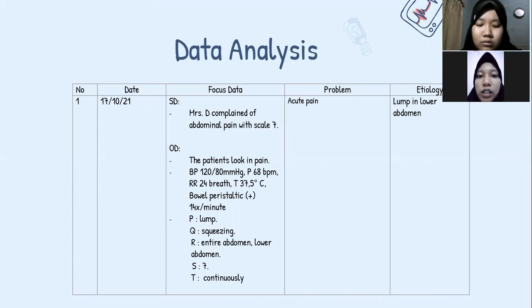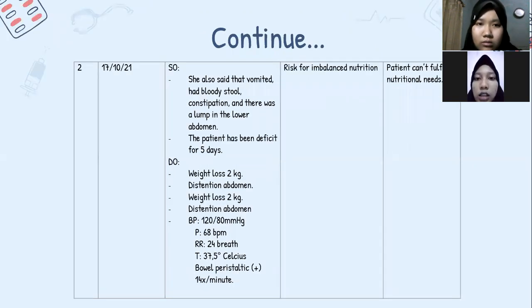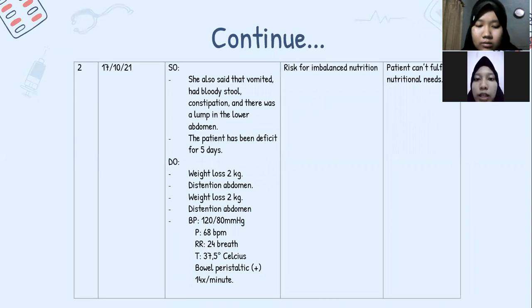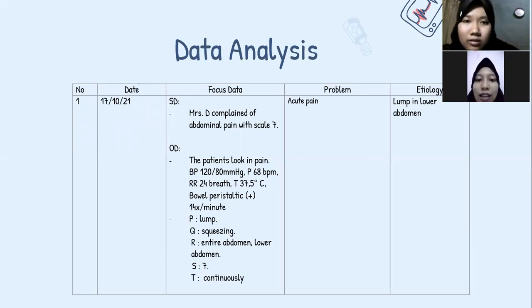Data analysis. First, data analysis is subject data. Miss D complained of abdominal pain with scale 7. Objective data is the patient looks in pain. Blood pressure is 120 per 80. Pulse is 60. Respiratory rate is 24 and temperature is 37.5. Bowel peristaltic is 14 per minute.